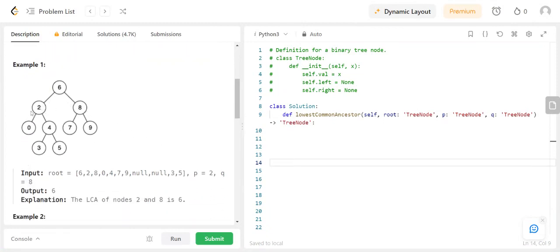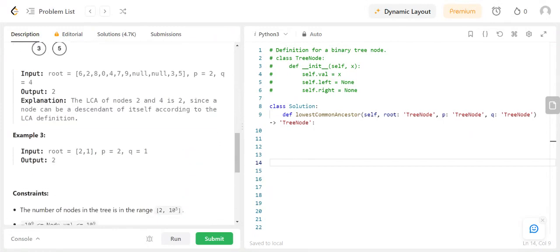P and Q are 2 and 8. Its lowest common ancestor will be 6, or in other words, its parent node is going to be 6, its common parent node. So another example, if P and Q are 7 and 9, then the lowest common ancestor will be 8, since it is a common parent node, the first common parent node.